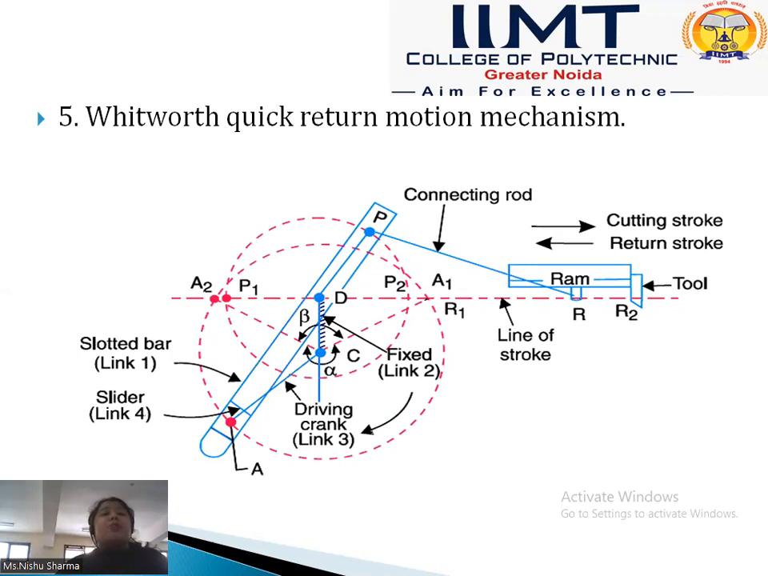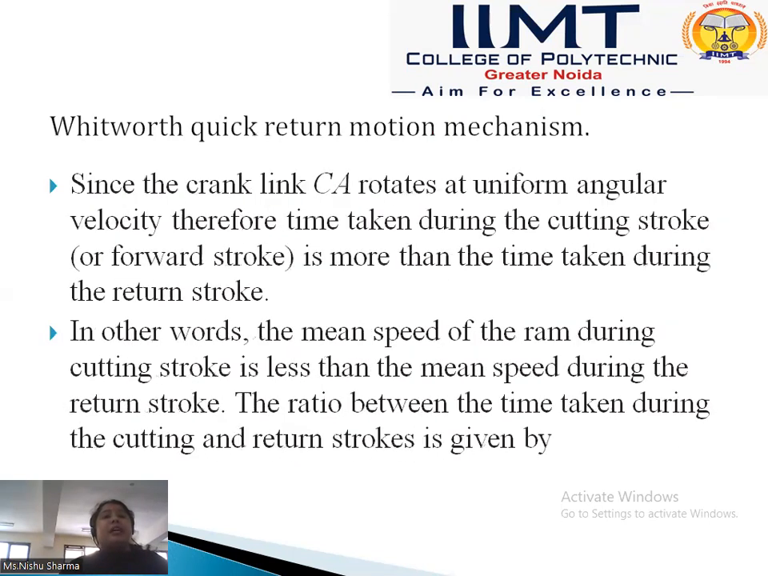It is the same as the previous quick return mechanism, but the difference is that in this case, when the crank moves from CA1 to CA2, or BP2 to BP1, in a clockwise direction it makes an angle alpha and generates the cutting stroke. When the crank moves from CA2 to CA1 in a clockwise direction, it moves by angle beta in the return stroke. We know that the time taken in the forward stroke is more than the time taken during the return stroke, so the mean speed of the ram during the cutting stroke is less than the mean speed during the return stroke.